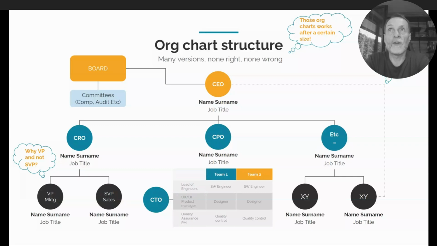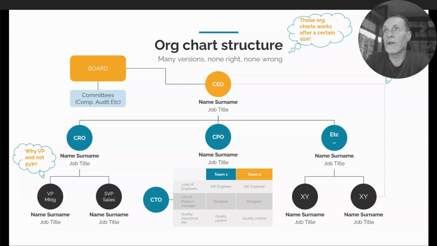So usually we have the CEO, which is the top of the pyramid, but the CEO also has bosses, and their bosses are the board and the shareholders. The board also is organized under committees, and then you have the CEO reporting line. The CEO reporting line can be chief revenue officer, chief product officer, and others. And also the organization can be hierarchical, like a tree.